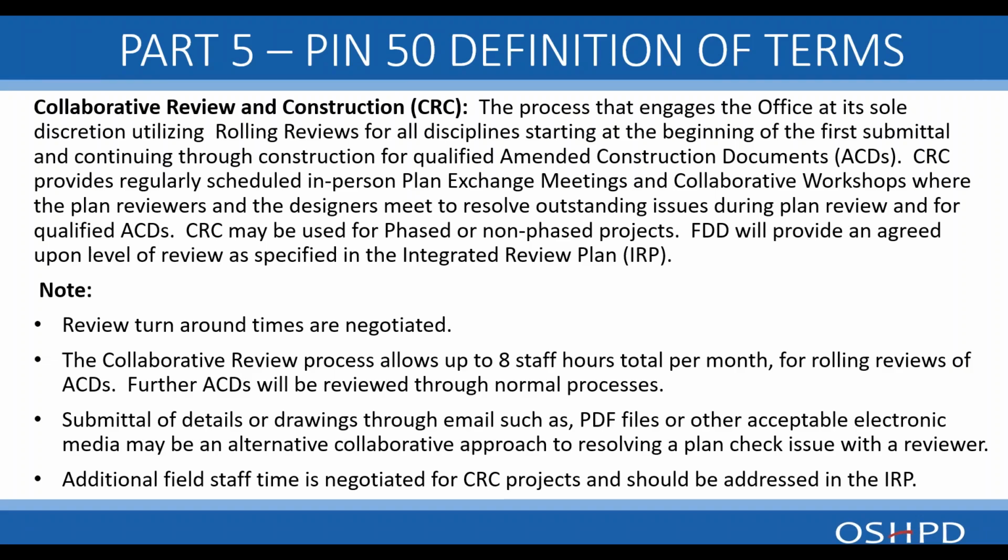So some notes here for collaborative review. Just a note that the collaborative review process allows for all disciplines to do rolling reviews. And we will talk about what a rolling review is in a little bit. The collaborative review utilizes plan exchange meetings and collaborative workshops, whereas phased review only utilizes plan exchange meetings for the collaboration. The collaborative review process allows up to 8 staff hours total per month for rolling reviews of ACDs. This is a great benefit through construction.